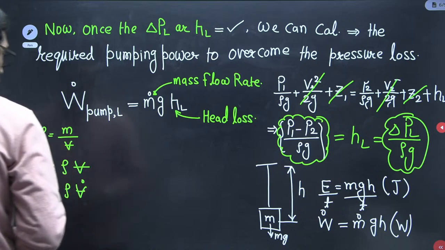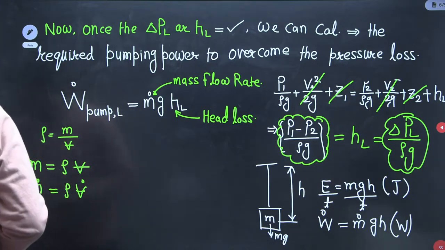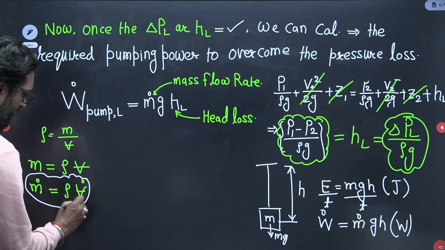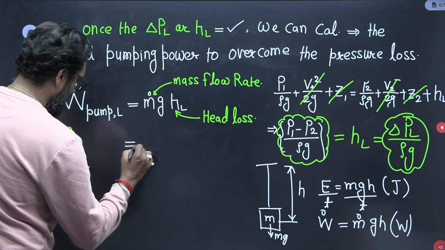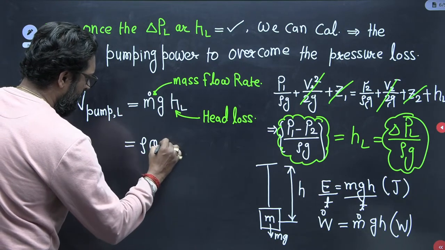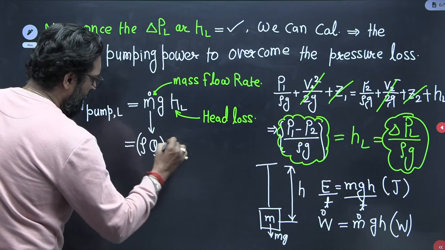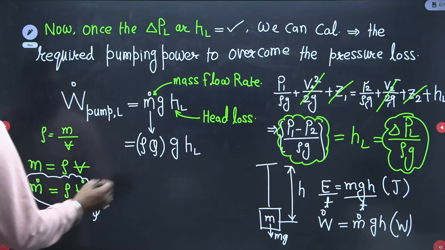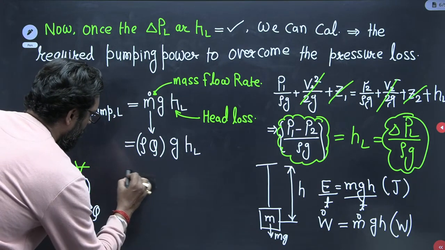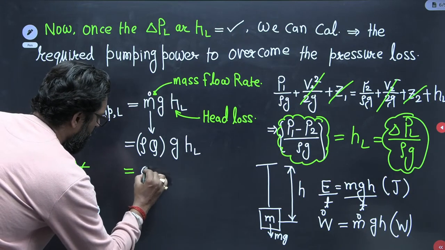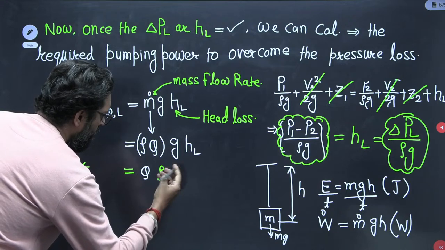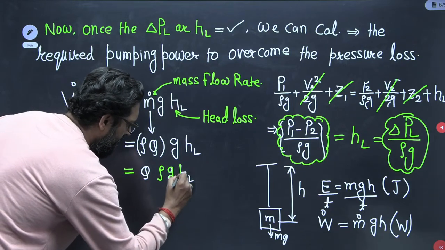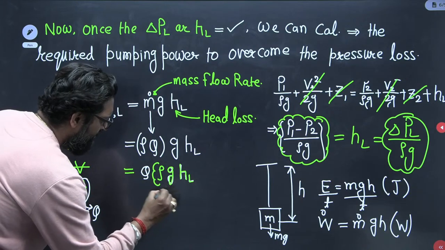So rho into volume flow rate. And volume flow rate is the discharge. So you have to write here rho into discharge, this is the mass flow rate, into g into head loss. Very important, if you arrange like that, you get Q rho g h l.